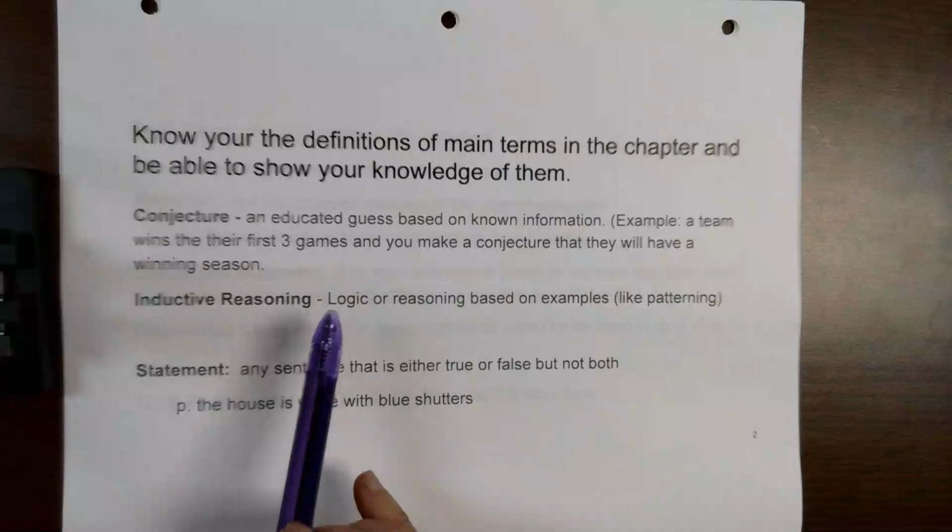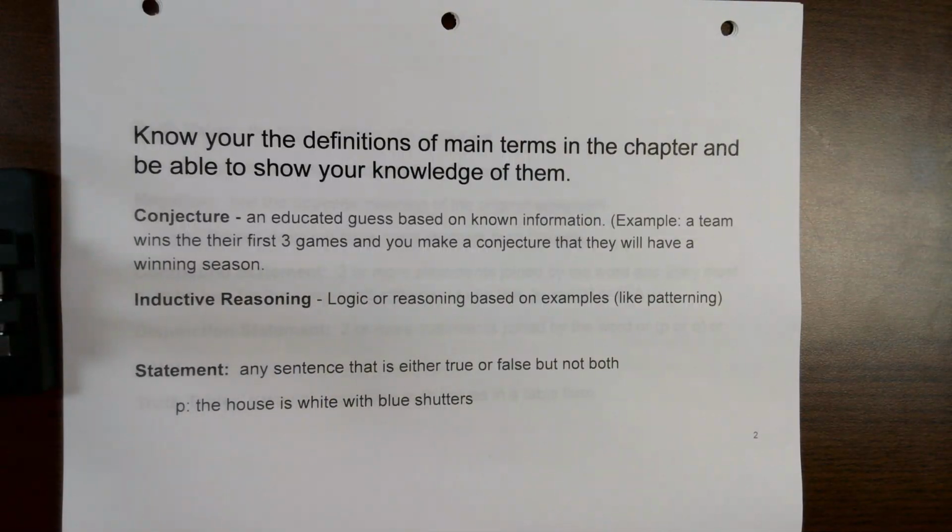Remember, a conjecture is an educated guess based on known information. For example, let's say a team wins their first 3 games and you make a conjecture that they will have a winning season. Now that doesn't mean it's going to happen, but based on what you have observed, that's a guess you can make. Inductive reasoning is logic or reasoning based on examples, like a pattern.